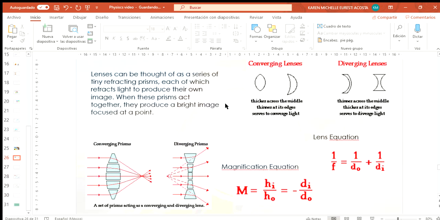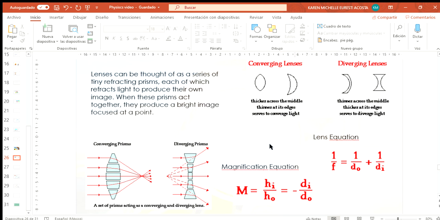Lenses can be thought of as a series of tiny refracting prisms, each of which refracts light to produce its own image. When these prisms act together, they produce a bright image focused at a point. We can see that there are two types of lenses, the converging lenses and the divergent lenses, and we can see the difference here. There is a little curve in here, and it looks different.